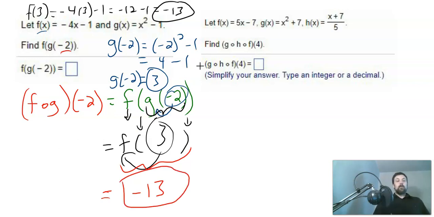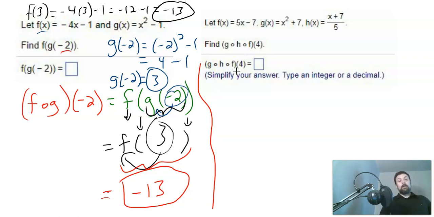All right, we're going to do the same thing over here, except these are chained together. We have 3 of them chained together, instead of just 2. So with composition, you can actually add as many functions as you want to that chain. I don't think you're going to see anything worse than 3 functions chained together, but you could have more.